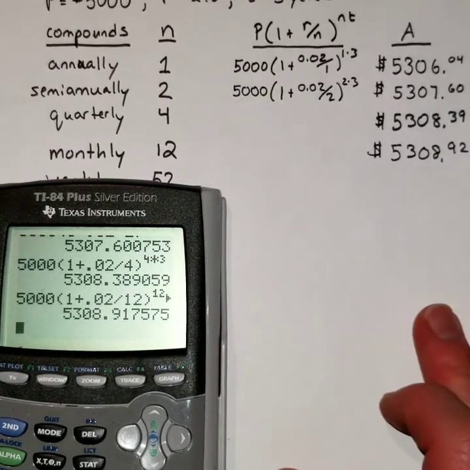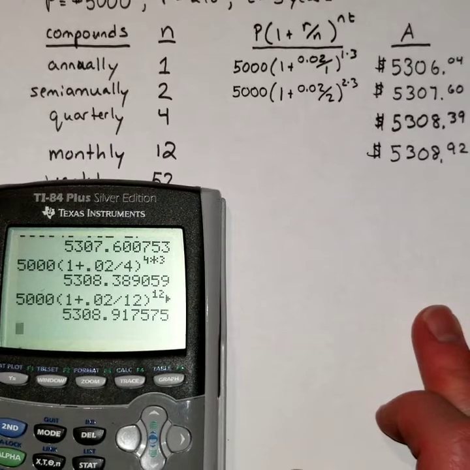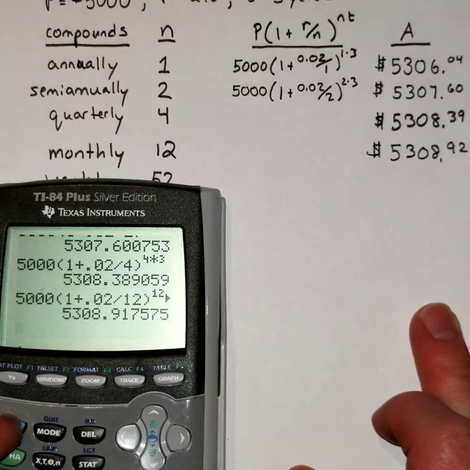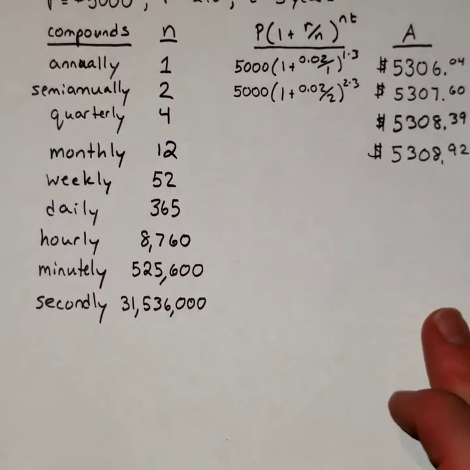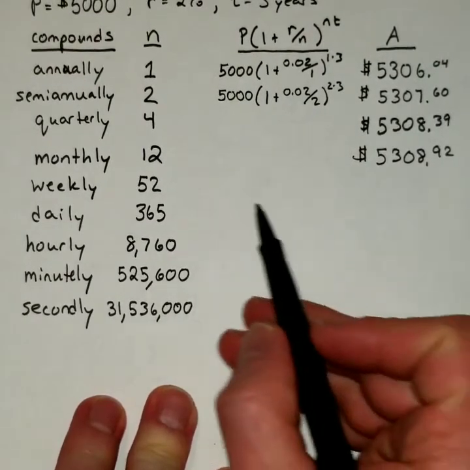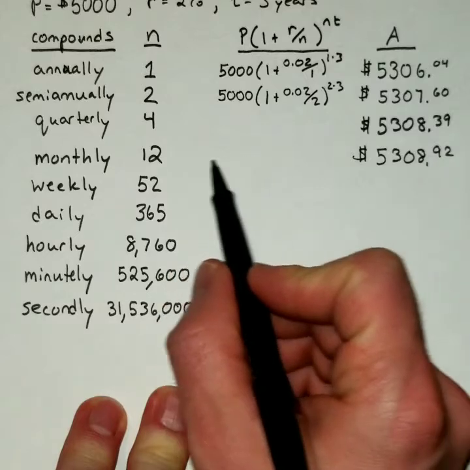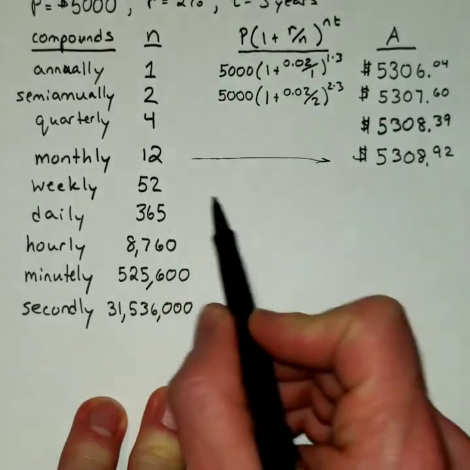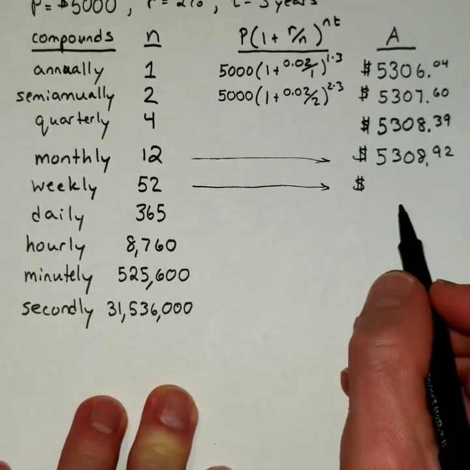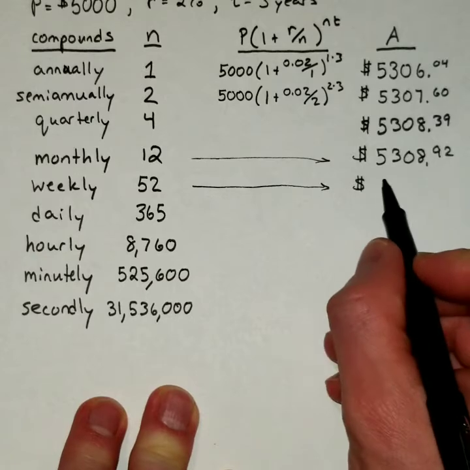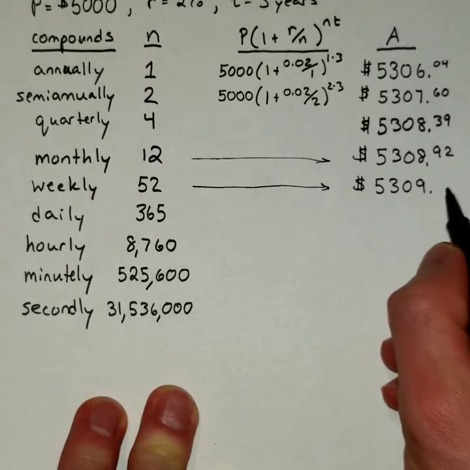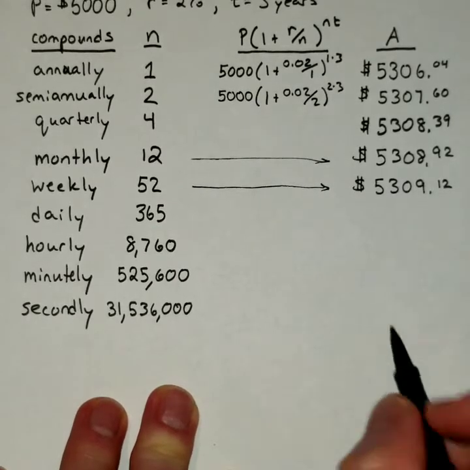Okay, so anyway, you can kind of see how to continue calculating these. But what I want to do now is fill in values I've already previously calculated, just so you can see how this plays out. So that was the 12, right? Then the 52, the weekly, becomes $5,309.12. So it's going up a little bit more.